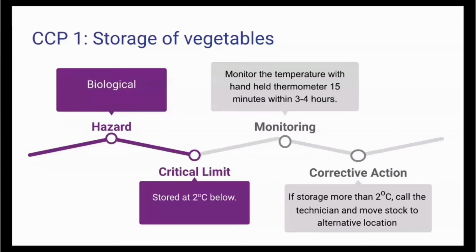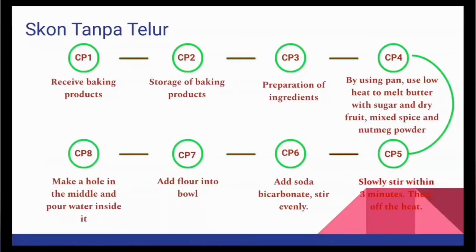And for the storage of vegetables, I already mentioned it before. The hazard is biological. Critical limit is store at 2 degrees Celsius or below. The monitoring for this storage of vegetables is to monitor the temperature with handheld thermometer 15 minutes within 3 to 4 hours. And the corrective action, if storage is more than 2 degrees Celsius, call the technician and move stock to alternative location. And this is the step for scone tanpa telur.